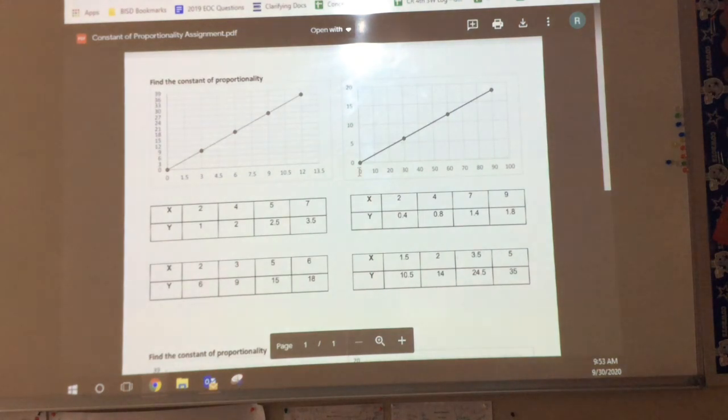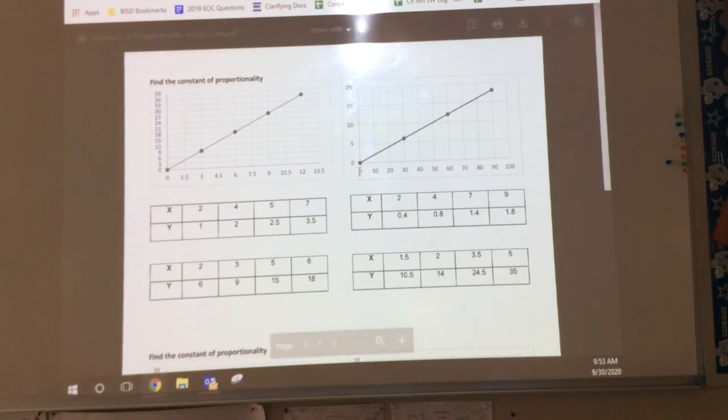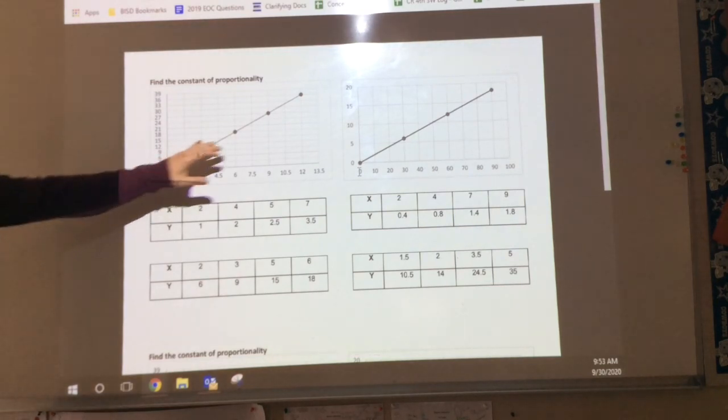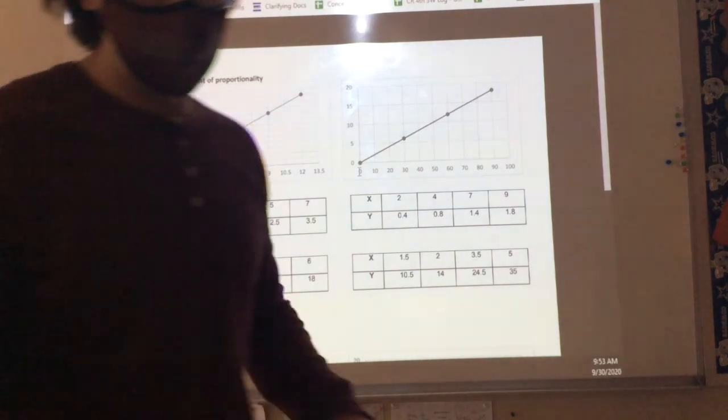Oh, okay. So we just talked about the values. Now we're going to look at it from a graph standpoint. Now, these are different. I know they look the same. We're going to try to find the constant of proportionality.